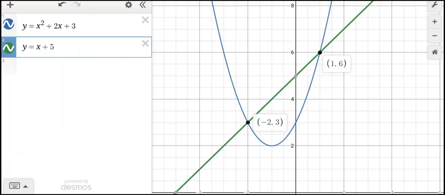So if you put this into Desmos, you can see that we have our quadratic and our linear. And we can see that the coordinates for the points of intersection are minus 2, 3 and 1, 6.